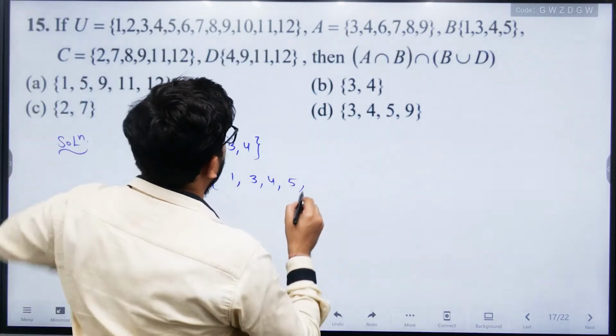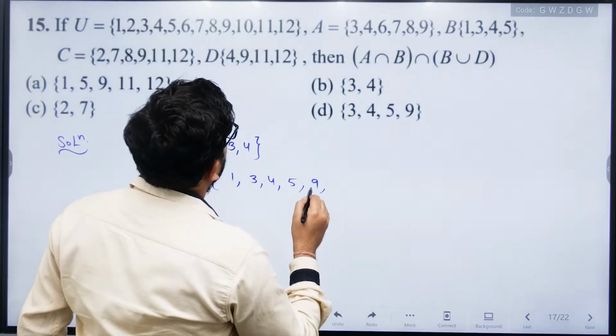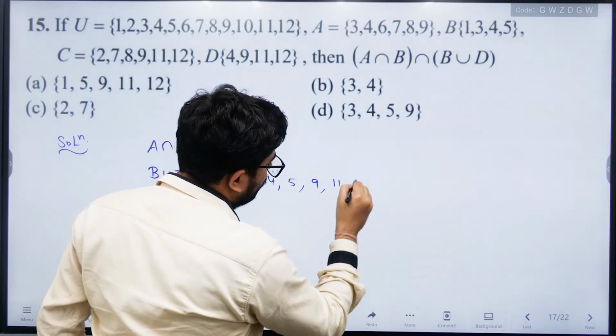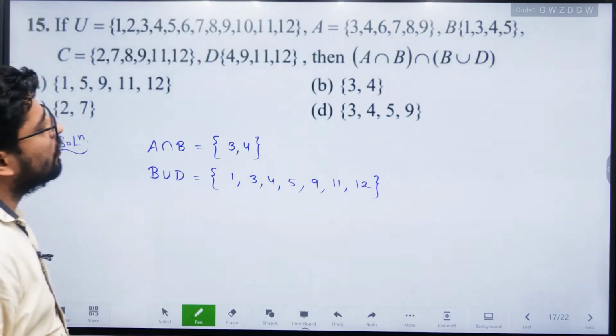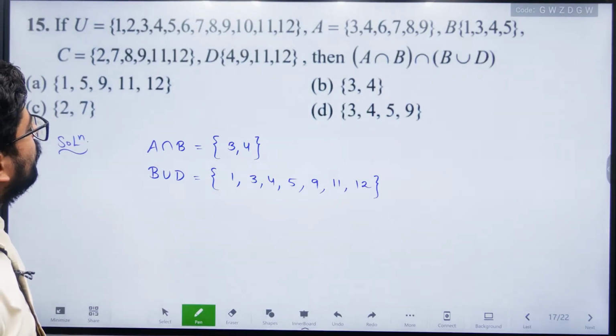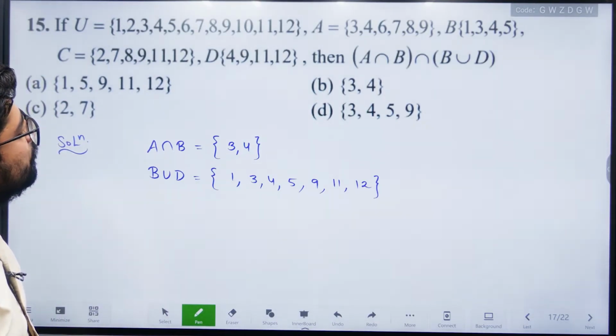We already have 9, 11 and 12. Yes, 1, 3, 4, 5 and 4 already have, 9, 11 and 12. This is your B union D.